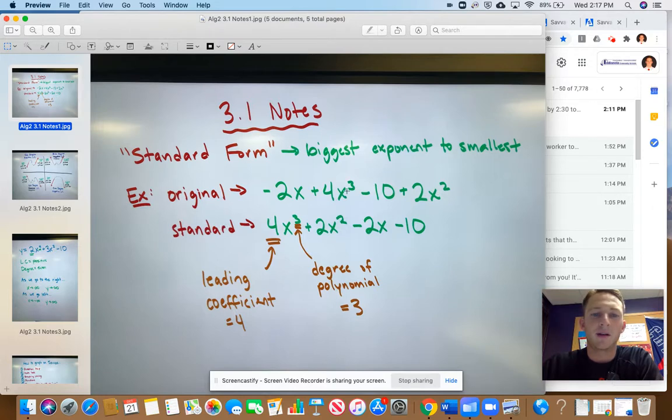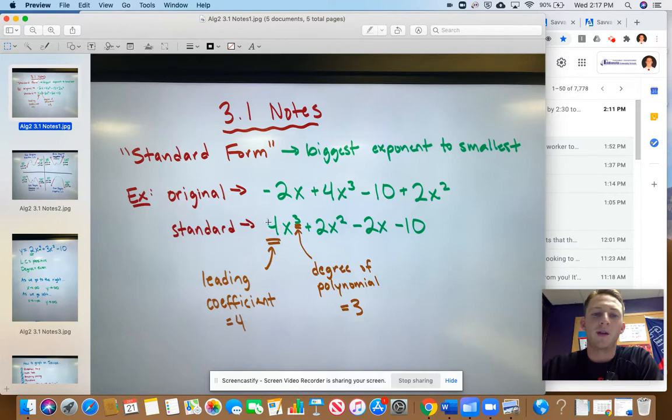So what's our biggest exponent? We have the exponents 1, it's imaginary, 3, 0, and 2. So we're going to put 4x cubed first plus 2x squared minus 2x to the first minus 10x to the 0, but you don't see the x to the 0 because anything to the 0 power is just 1.